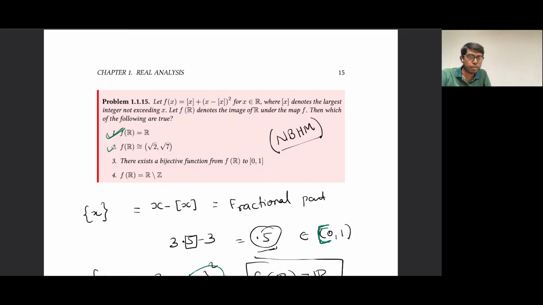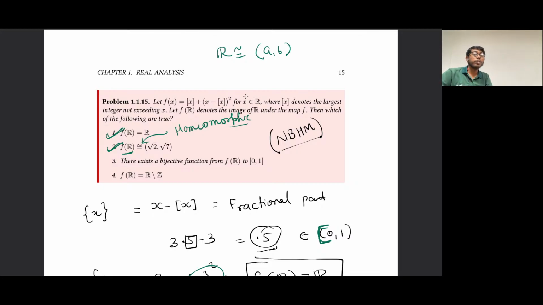And hence this option is also correct because we just yesterday saw that R is homeomorphic to any open interval (a, b). Okay, so this option is also true. This sign, I should have written, is homeomorphic.